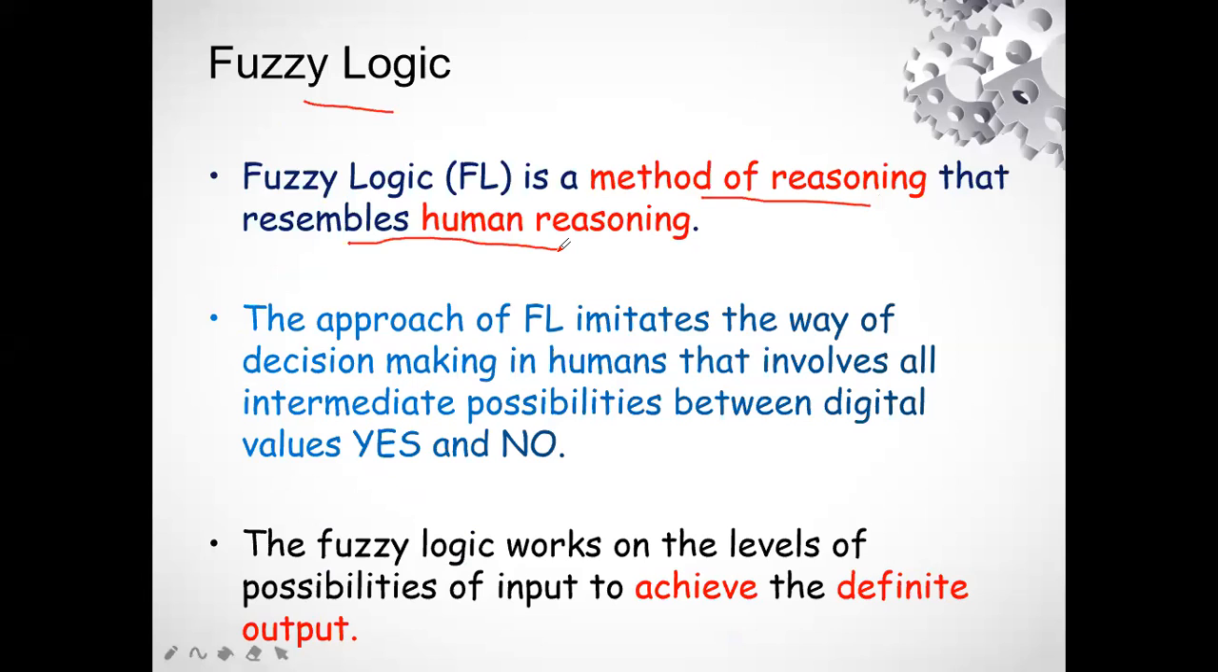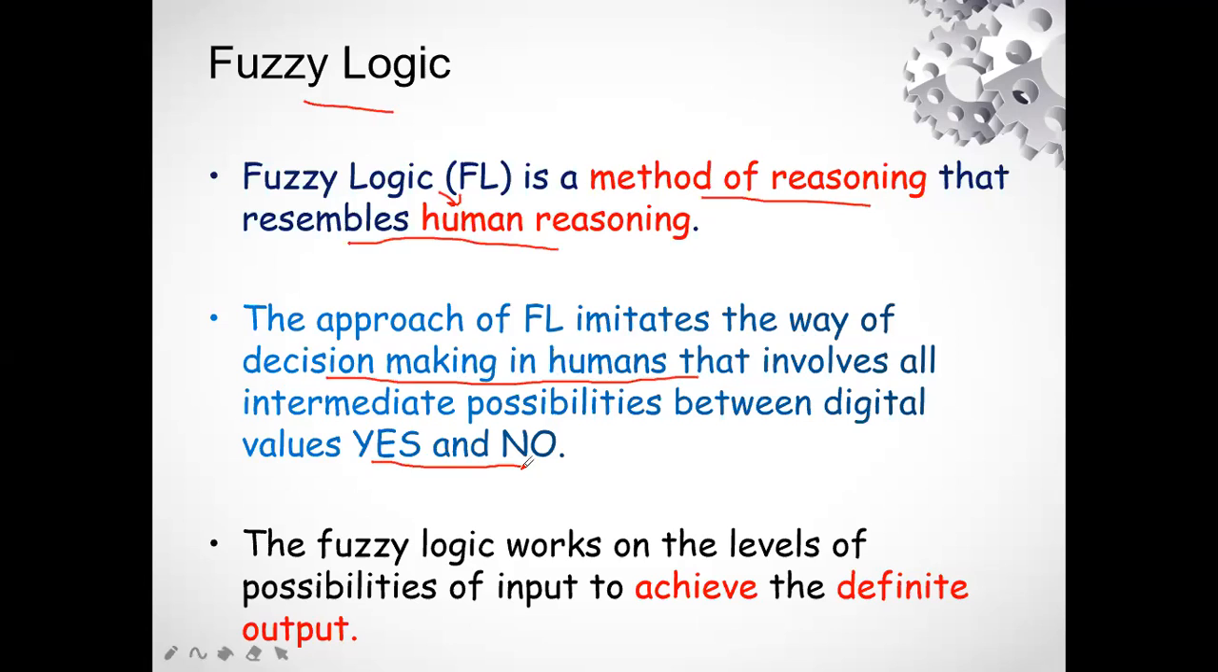But the questions which need reasoning and give you an answer between 0 and 1 are related to human reasoning. That is why we are saying that fuzzy logic resembles human reasoning when we are using the method of reasoning. Now, this approach of fuzzy logic imitates the way of decision making in humans that involves all intermediate possibilities between digital values, yes and no.